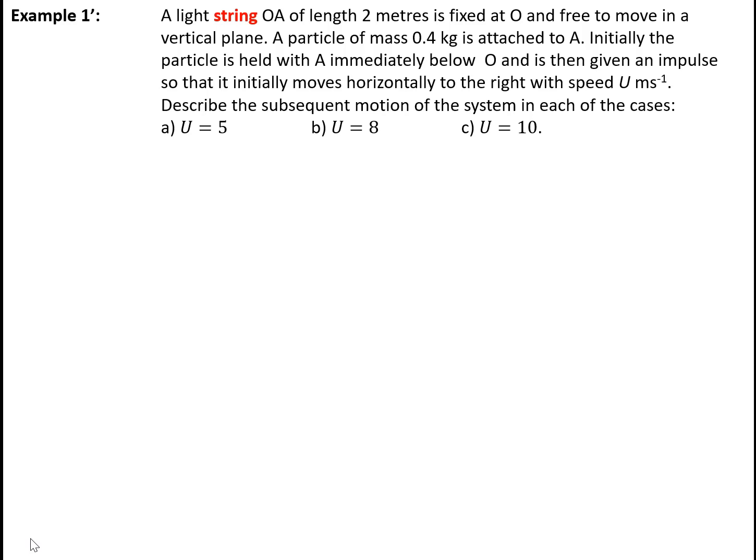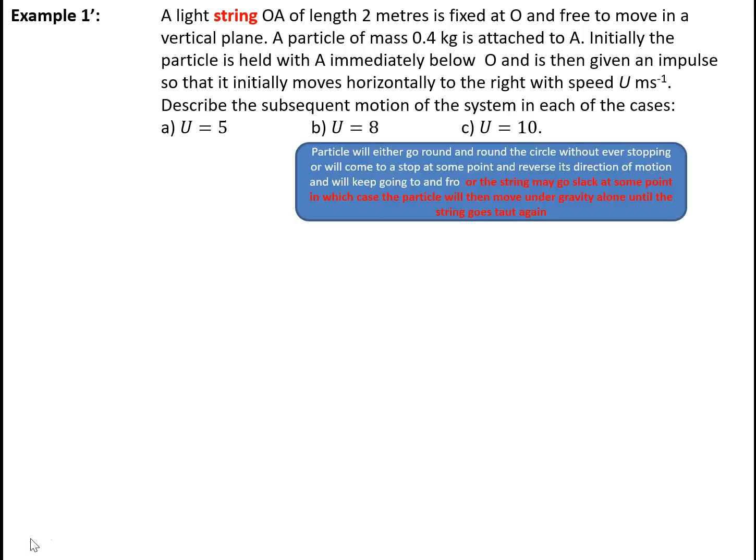Now in this case it's important to realise that there are 3 possibilities. We might get complete circular motion, that is, the particle goes round and round the circle without ever stopping and without the string ever going slack.